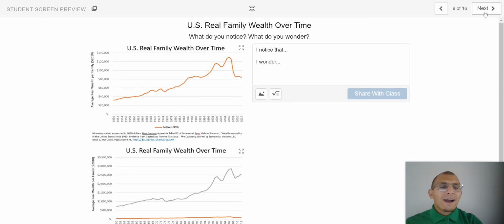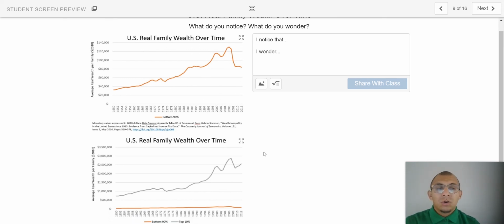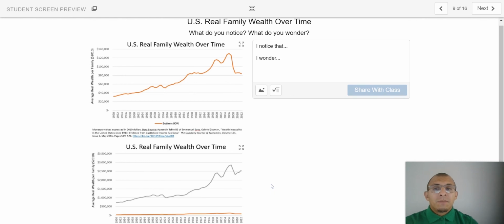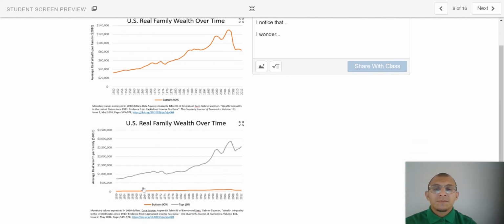So how does this really apply to wealth inequality? As you can see here, we have two time graphs that chart the U.S. real family wealth over time. Orange is represented by the bottom 90% of the economy, and the gray below represents the top 10%. Make sure you take a good hard look at your vertical axes, which detail the average real wealth per family in dollars. The bottom horizontal axis of the graph represents time.